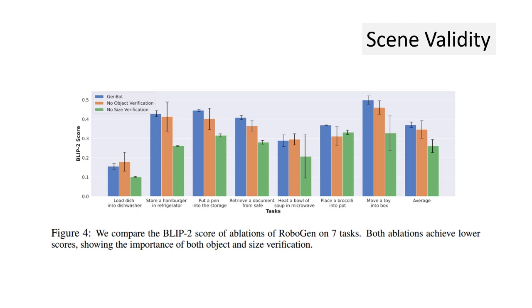And as the figure shows to us, it illustrates the BLIP-2 scores for these methods across 7 example tasks, and it highlights the substantial decline in score when the size verification is absent, underscoring the disparities between default asset sizes and real-world dimensions. Additionally, no object verification results in lower BLIP-2 scores with greater variances, emphasizing the enhanced object selection validity achieved through our verification process, thus affirming the significance of object and size verification in RoboGen.